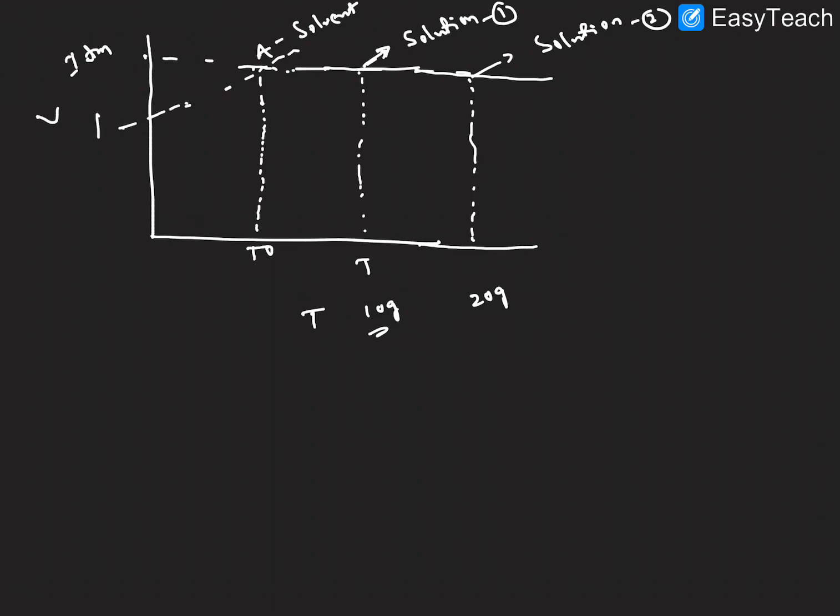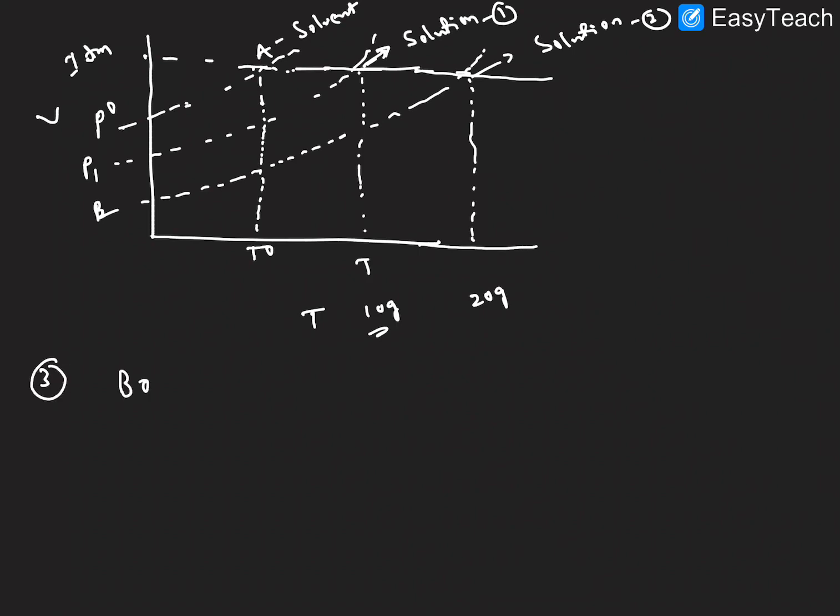Same here, the initial vapor pressure is this much, P naught, and here the vapor pressure is PA1, and here P2 for solution 2. So the vapor pressure decreases by adding non-volatile solute. I hope it is clear.